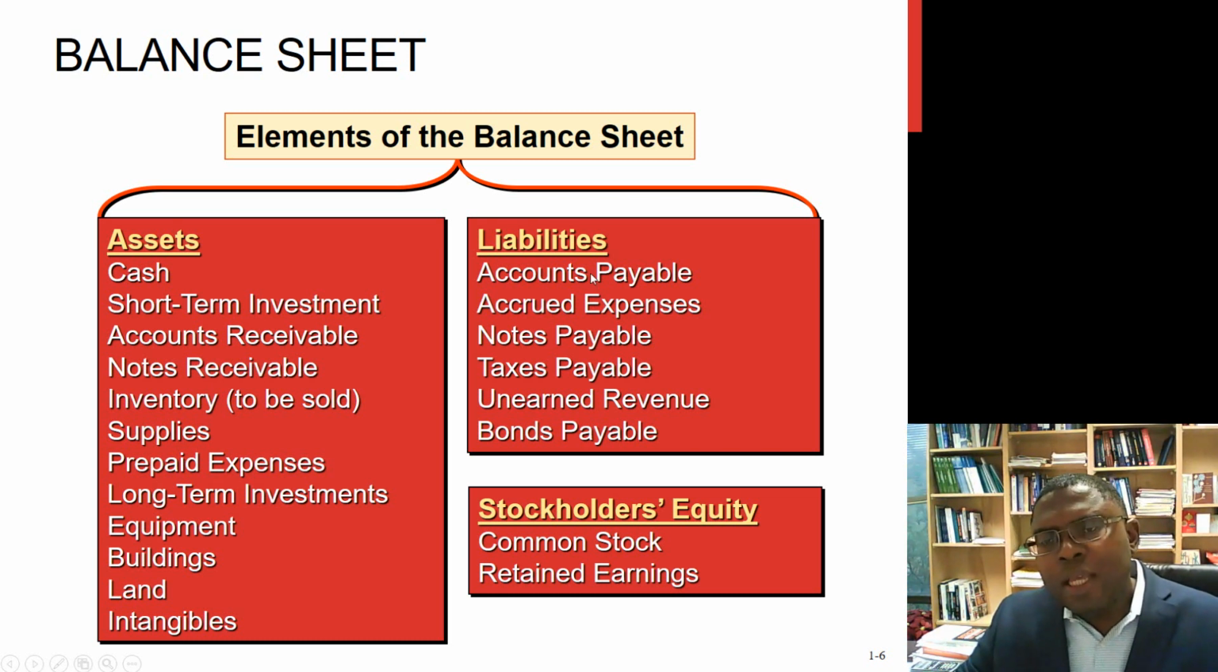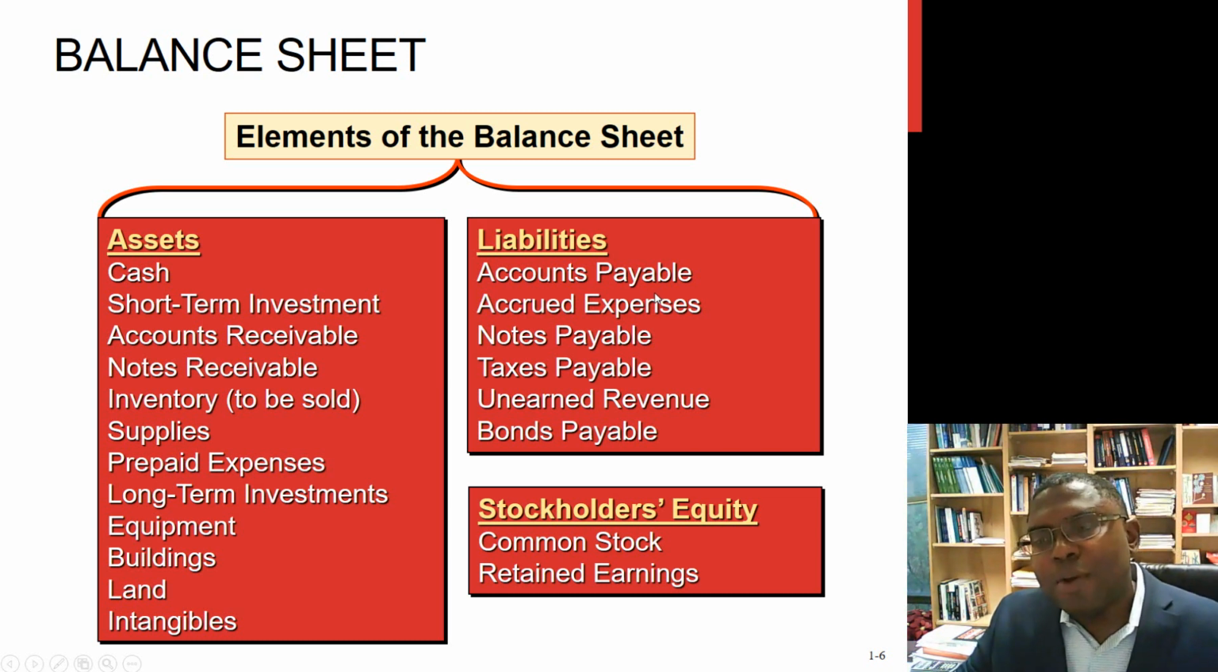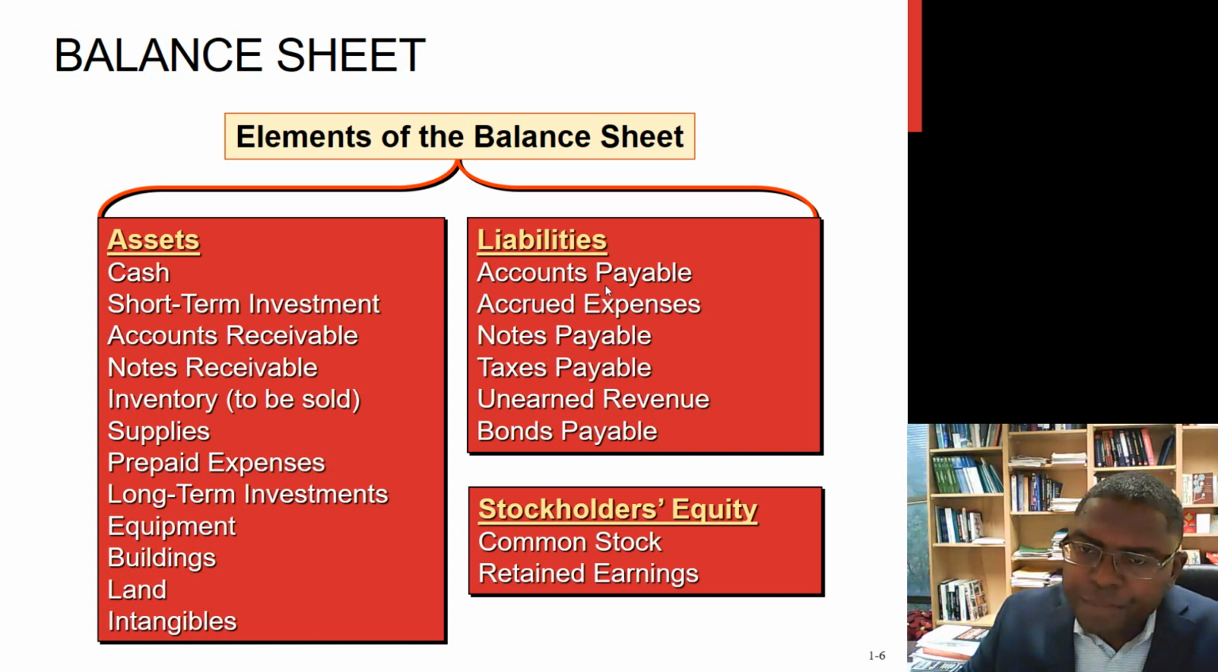Liabilities are the debts or the obligations of the company. We have different liabilities, such as accounts payable. When the company buys on account, they buy with the promise to pay. So they are owing somebody, they have a debt, they have an obligation. So when they buy on account, that will be documented under accounts payable. Accrued expenses that were supposed to have been taken care of, but have been pushed down into the future, are a liability. Notes payable, taxes payable, unearned revenue, bonds payable. Those are examples of liabilities.